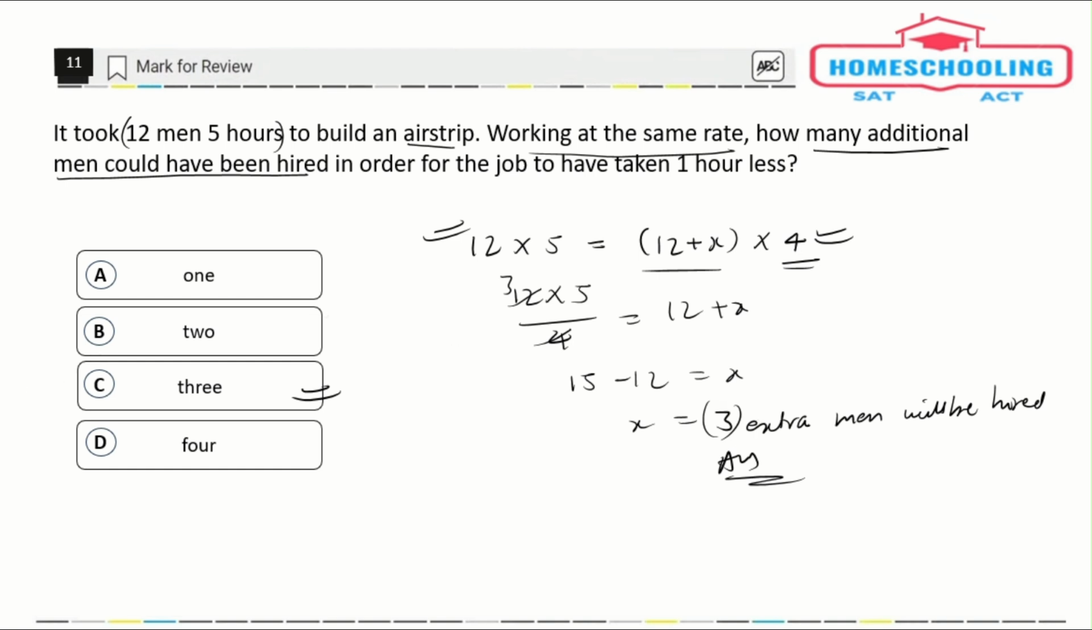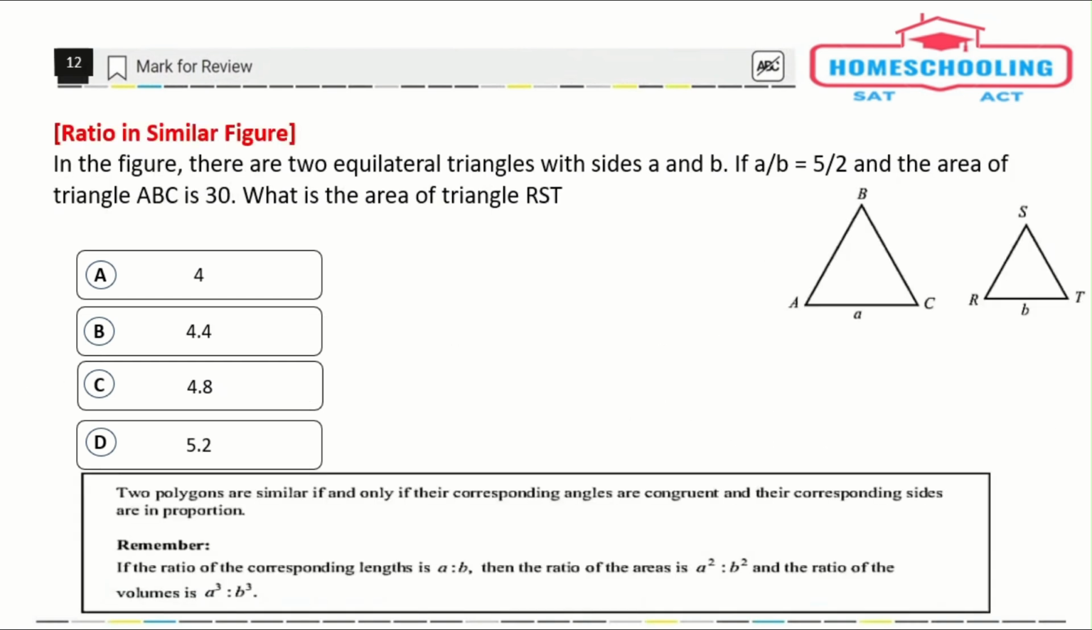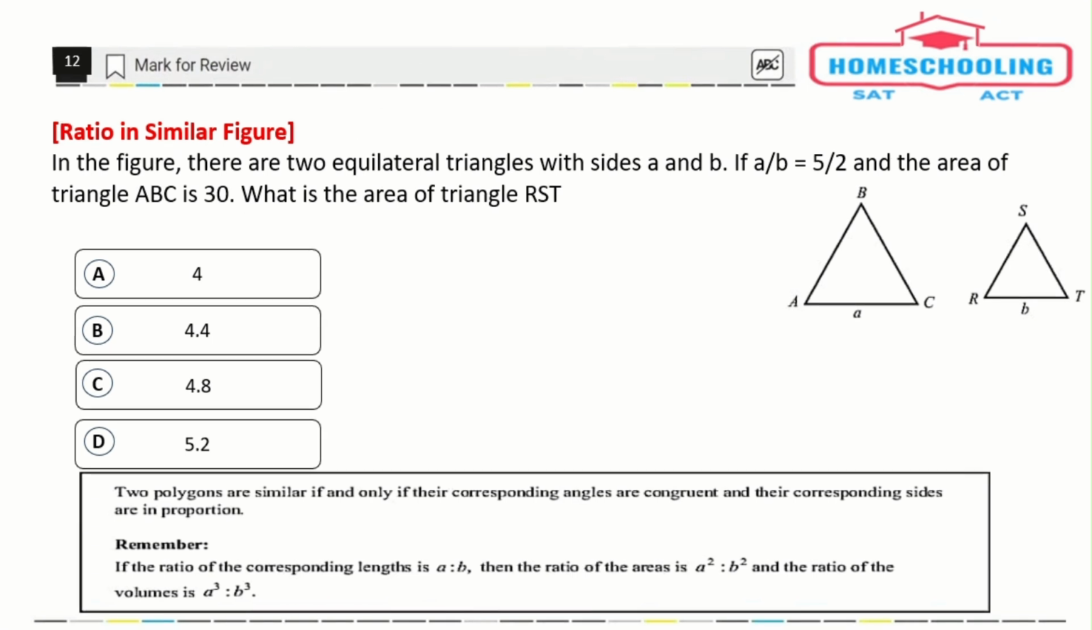Now moving to the next type of question, that is ratio in similar figures. In ratios in similar figures problems, these types of questions are very rare. You can find these questions once in every 2 years, because SAT exams happen 7 times in 1 year. So you can find this type of question in your question paper once in every 2 years. So if you are aiming for a perfect score, then you cannot leave any stone unturned.